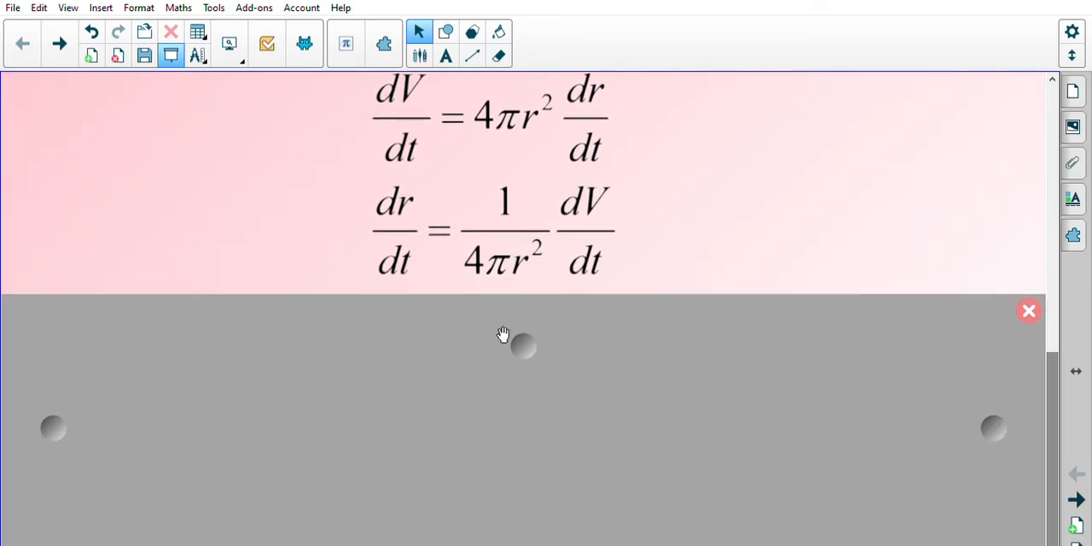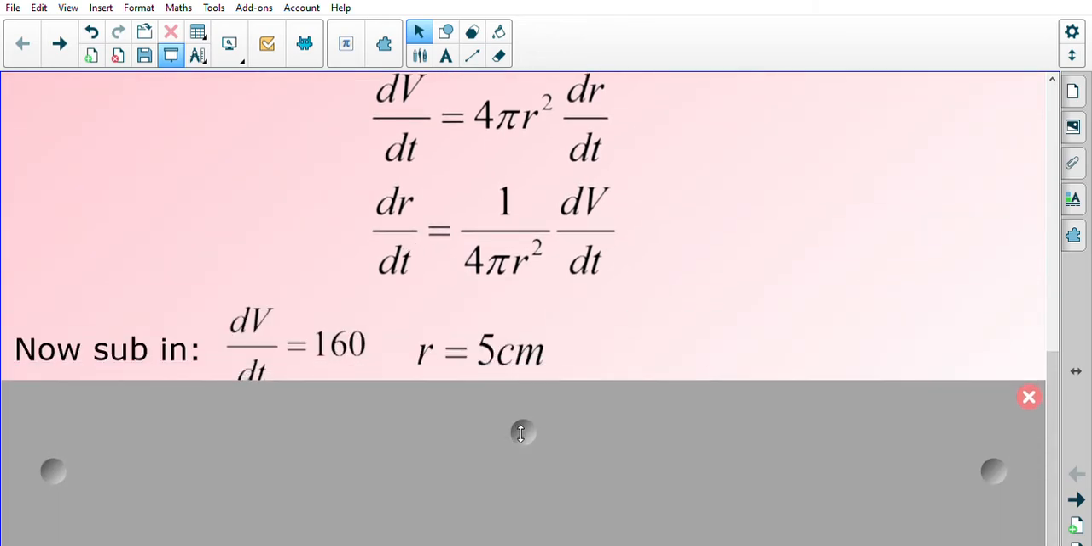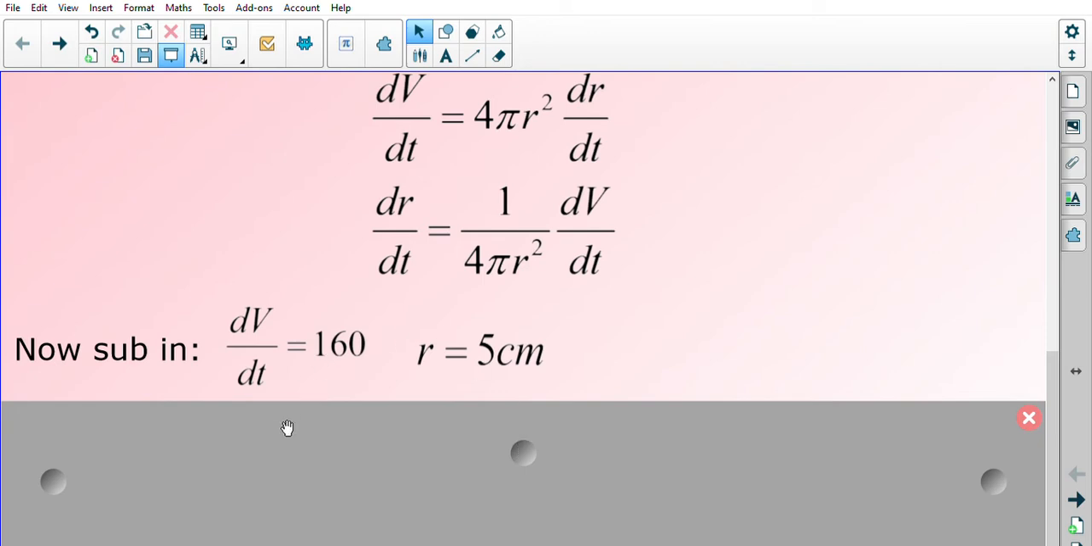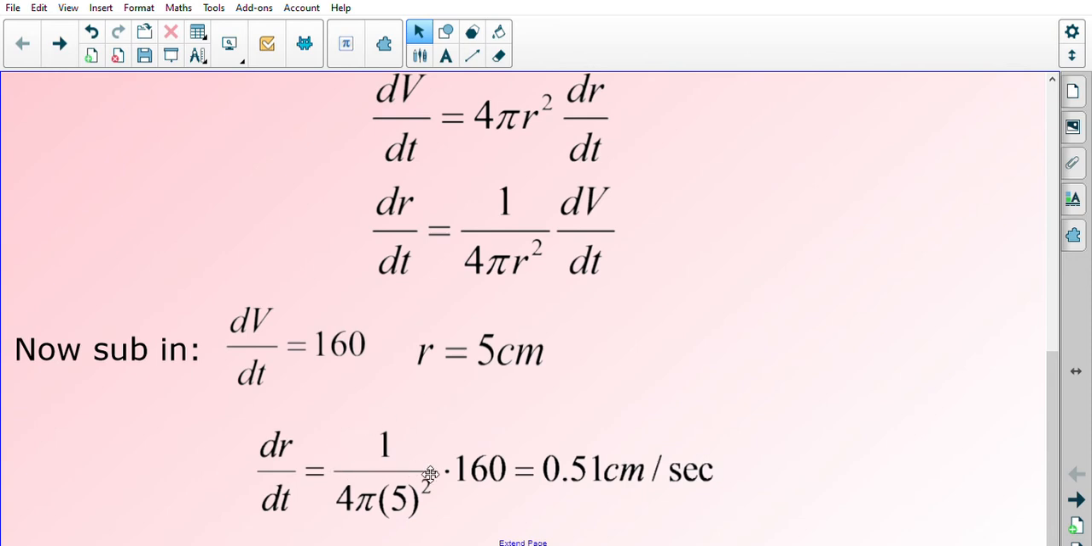Right, I want to get a value for this, so I now can put in my data. I knew the rate of change for the volume was 160 centimeters cubed per second, so I'm going to put 160 in for dV/dt. And I know that r initially was 5 centimeters, so that's going to go in there. Once I substitute that in, I get the answer 0.51 centimeters per second. So the radius is increasing at a rate of 0.51 centimeters per second. That's the rate of change for the radius.